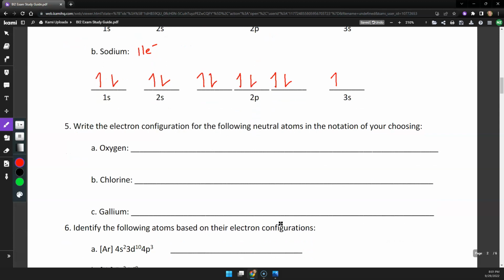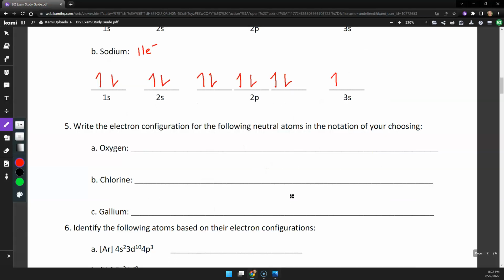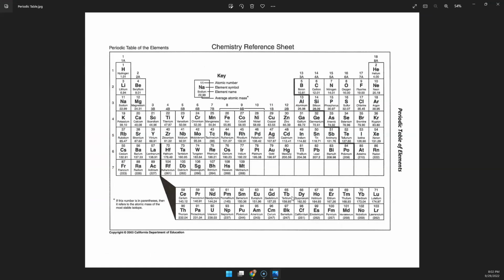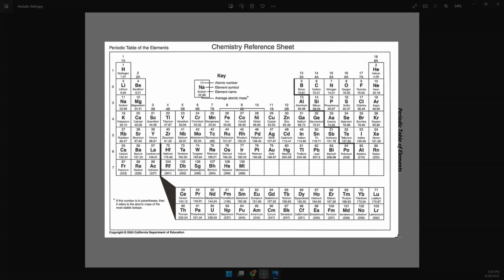Okay, write the electron configuration for the following neutral atoms in the notation of your choosing. Okay, so let's start with oxygen. We'll do it the hard way first. So oxygen is number 8. It's going to have 8 electrons. So I'm going to do this shorthand first. So for oxygen, when we write out shorthand notation, we go up and we start at hydrogen. Okay. So when we do this, let me just do it like this.